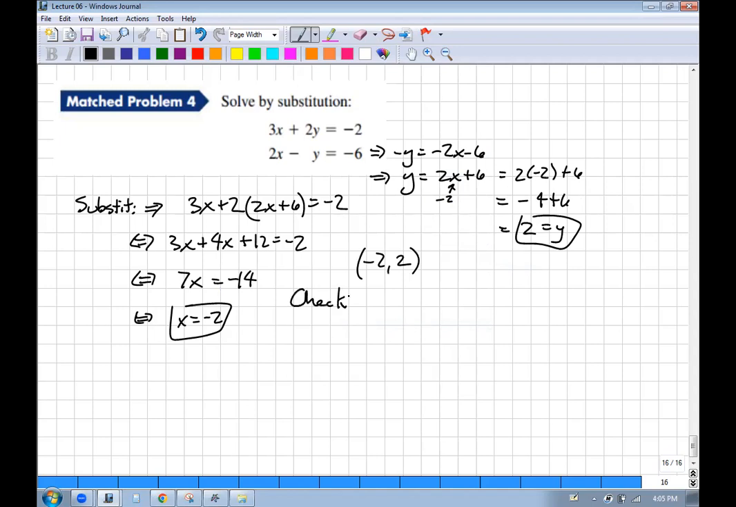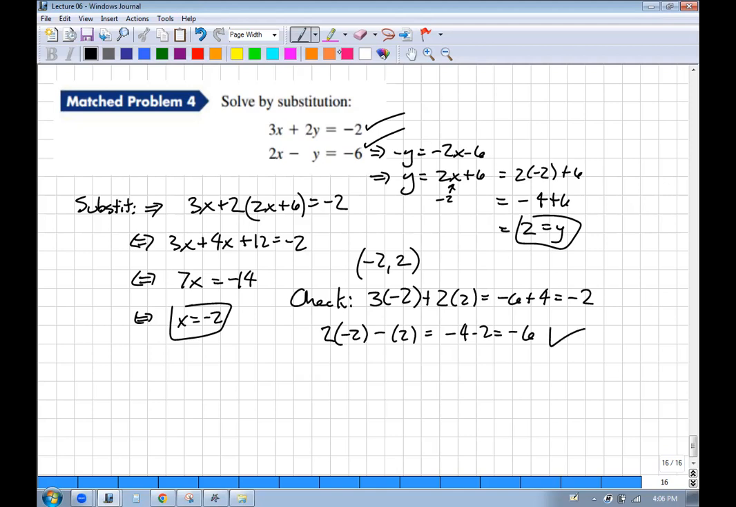Now we can check our work. Check again. So the first one, if I replace x with a minus 2 and y with a positive 2, I got a minus 6 plus 4, which is minus 2. And now let's check the second one. Replace that x there with minus 2, and we'll replace the y with a positive 2. I got a minus 4 minus 2, which is minus 6. That means that's the correct answer.